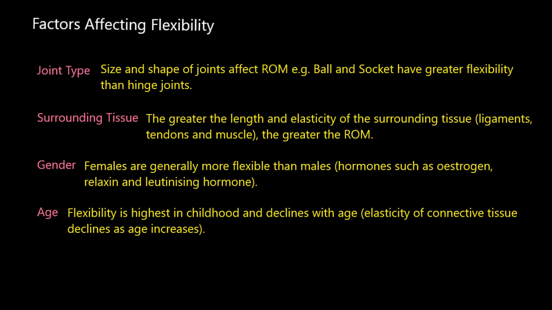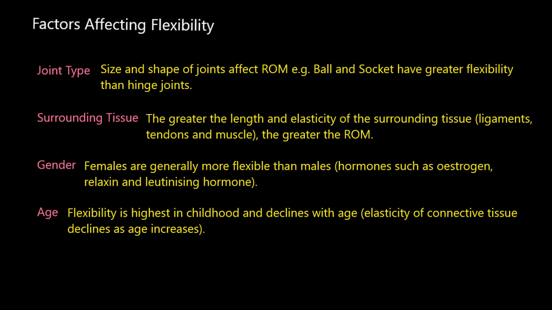The joint type, for example, ball and socket joints, your shoulders and your hips, naturally have a much greater range of movement than a hinge joint does. Hinge joints, your knees and ankles, can only move in two directions. They can flex and they can extend. Whereas a ball and socket can flex, extend, abduct, adduct, lateral rotate, medial rotate, all those things. So the joint type affects the range of movement possible, therefore affects the flexibility.